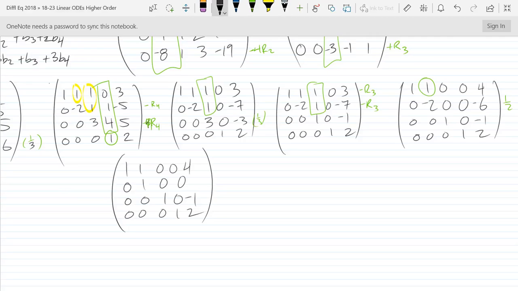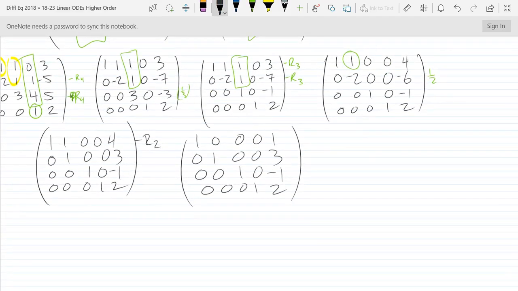So it should go 1. All right, -2. We should be done after this. 0, -2 gives me a 1, 0, 1, 0, 0, 3, 0, 0, 1, 0, -1. Okay, so rewriting the equations, B1 is 1, B2 is 3, B3 is -1, B4 is 2. So this is an extreme example.